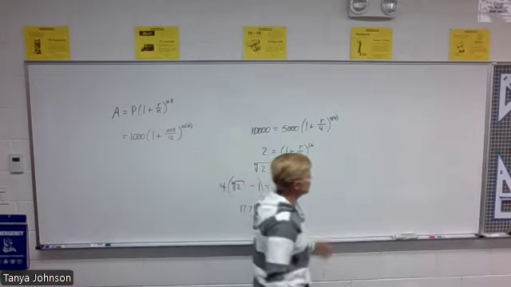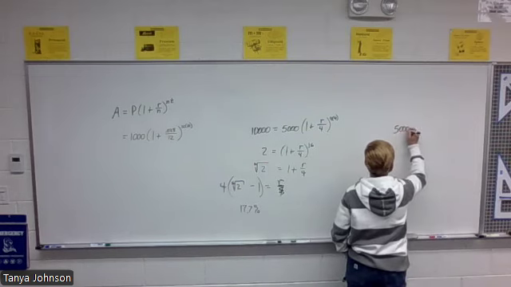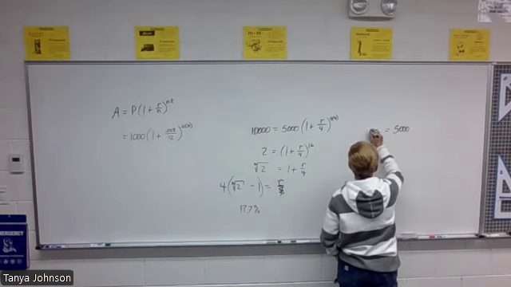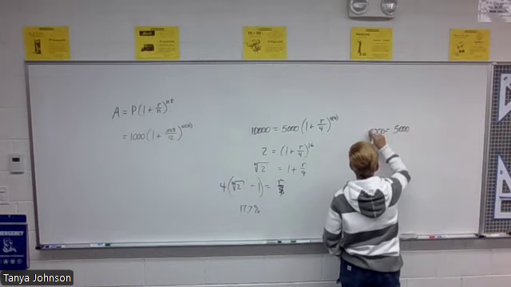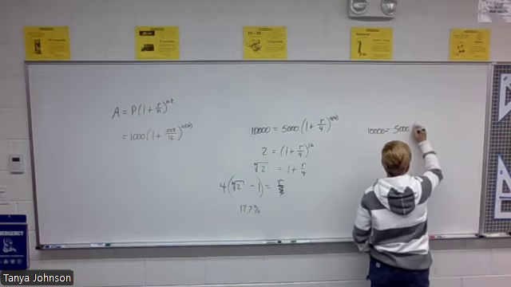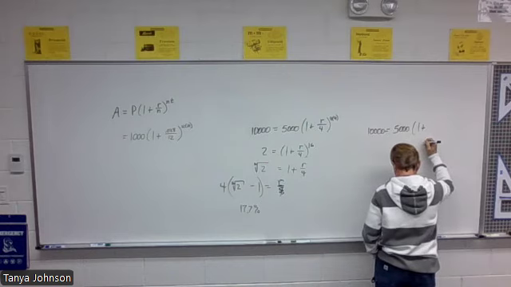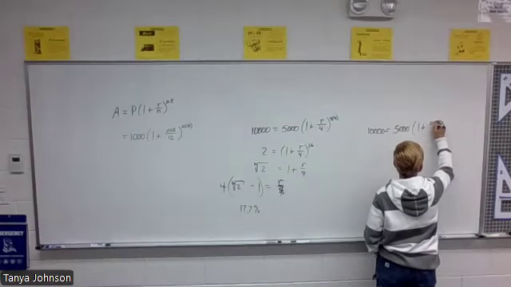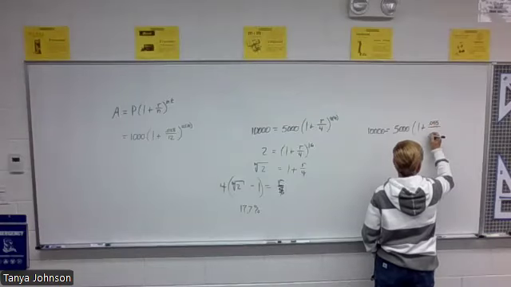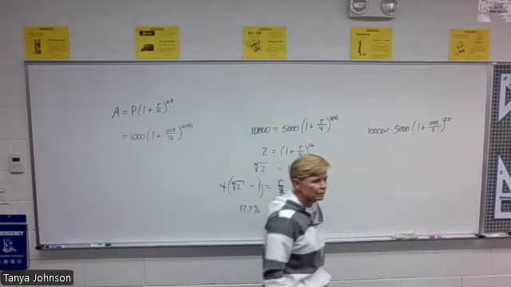Now, what if instead you wanted to take that $5,000 and double it? So we're right back where we were. And you want to know how long it's going to take to double at, we'll say, 5.5% compounded semi-annually. How long will it take?